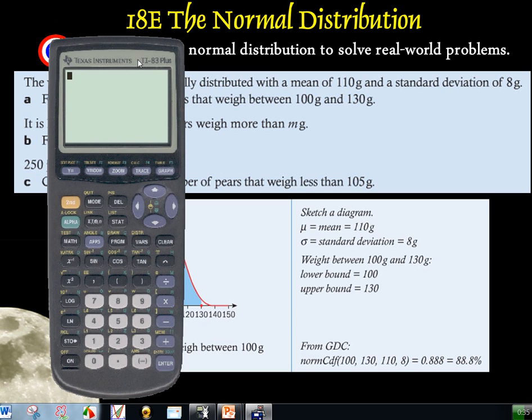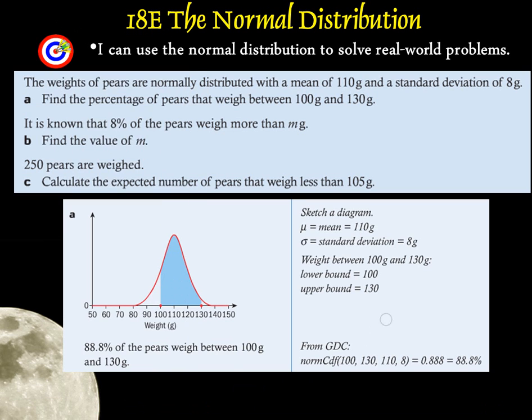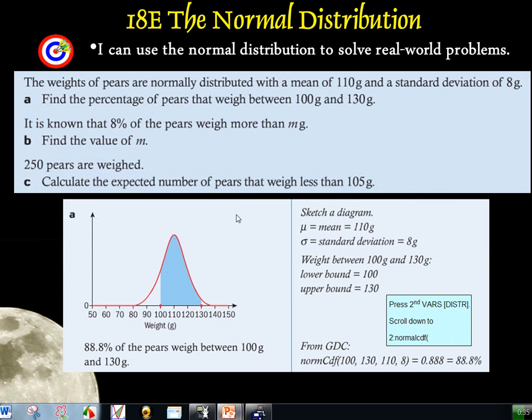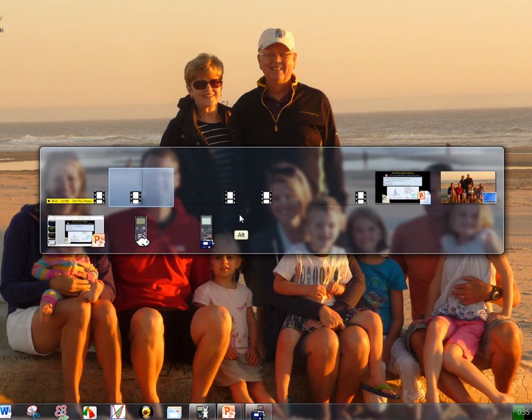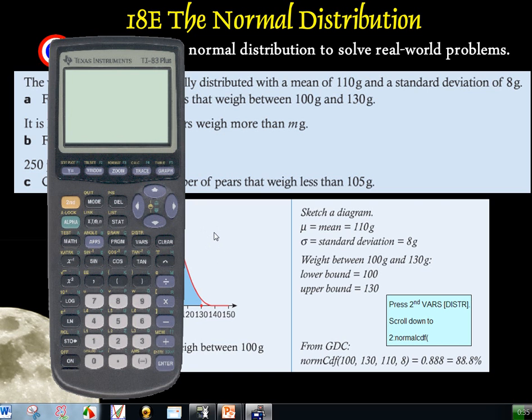I actually tracked down a TI-83 so I can show you what it's supposed to look like on the TI-83. Let's see, we have our directions. I've got to get this calculator back. There it is. Okay, so we do 2nd, Vars, and then normalcdf, and you go into that there.